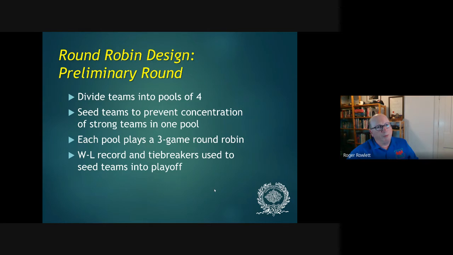All right, so the basic design is divide your teams into pools of 4. If it's possible, try to seed the teams in a way so that you prevent concentration of strong teams in one pool. That's not always possible. Maybe you just do it random, but just be advised that seeding does have an impact on how the event turns out. Each pool plays a 3-game round robin. Then you take the win-loss record and tiebreakers to seed teams into playoffs. And I'll show you an example of how this might work, again, with a 16-team event.